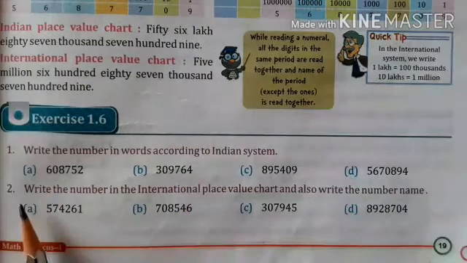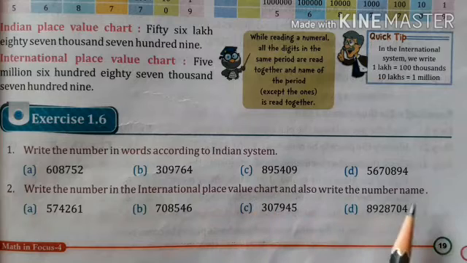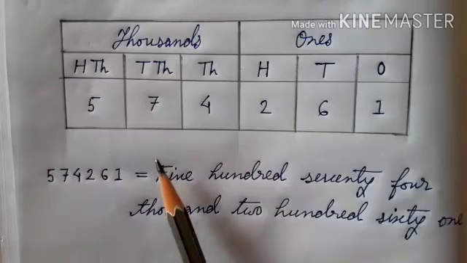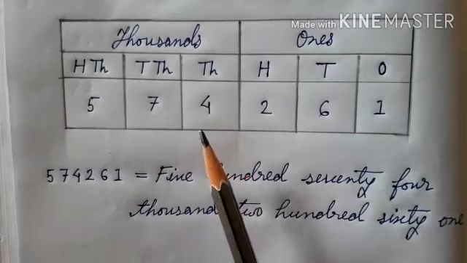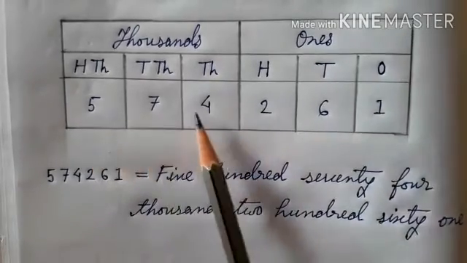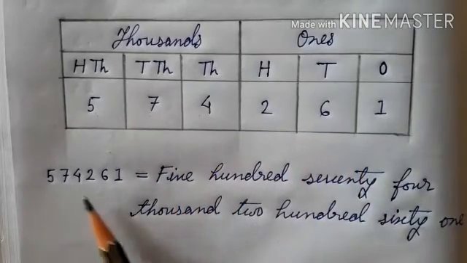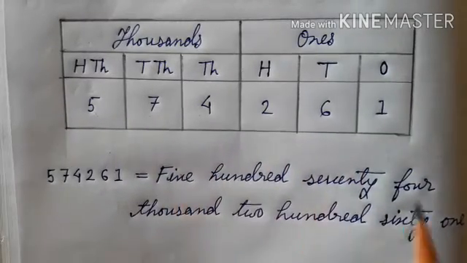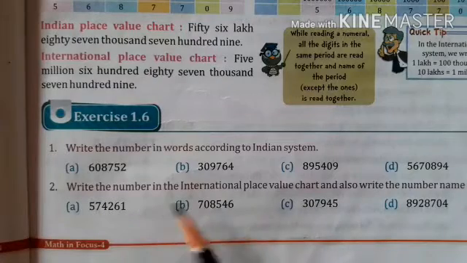Next, write the number in the international place value chart and also write the number name. I am showing you one example of how to write it. Students, look here. First of all, make this international place value chart, and put the number in this way: 574,261, and then write the number in words: 574,261. Okay, so in this way write the numbers in the international place value chart and then write the numbers in words.